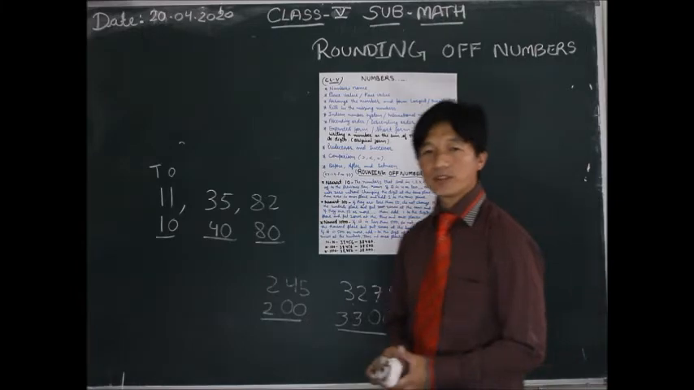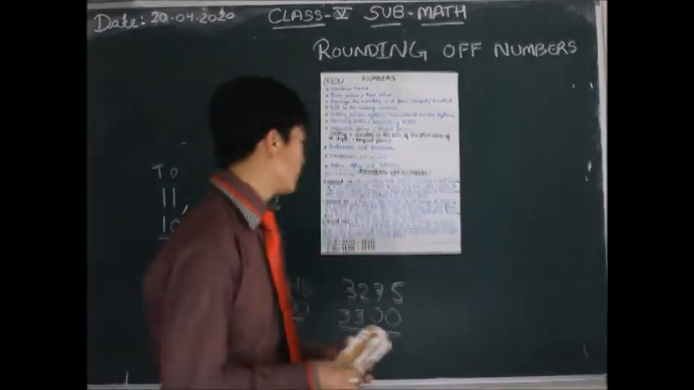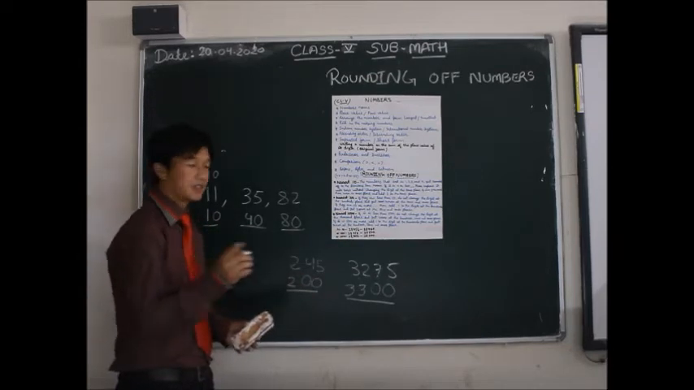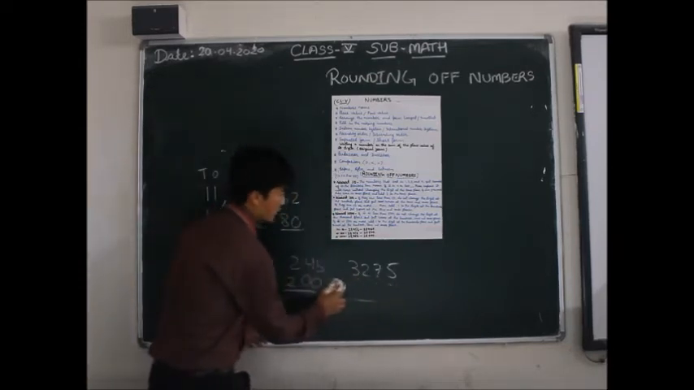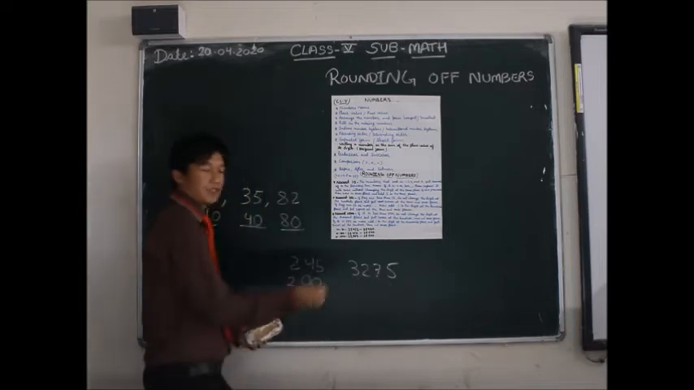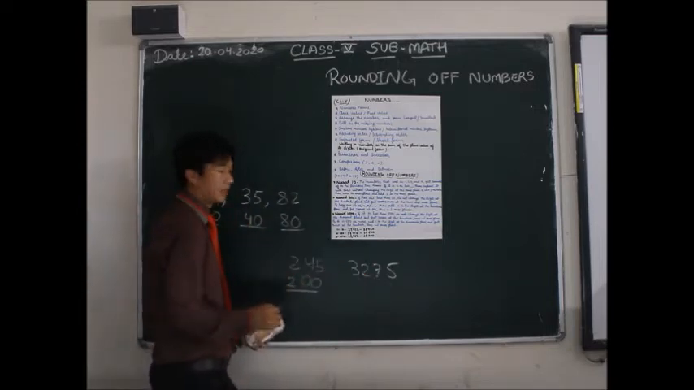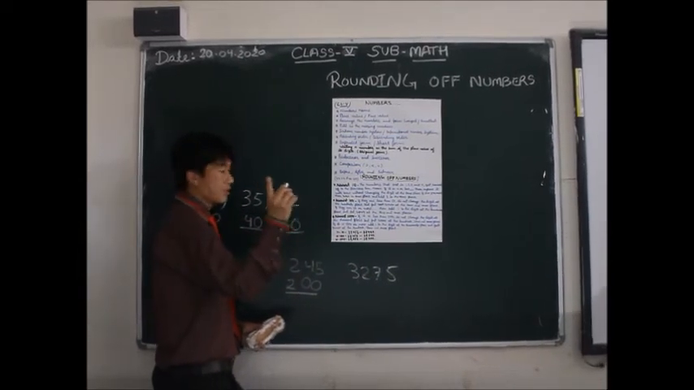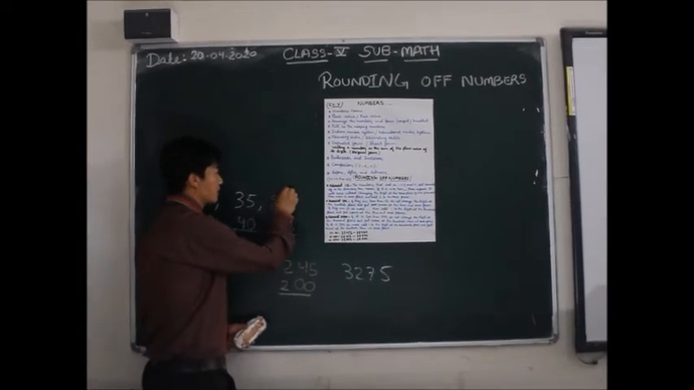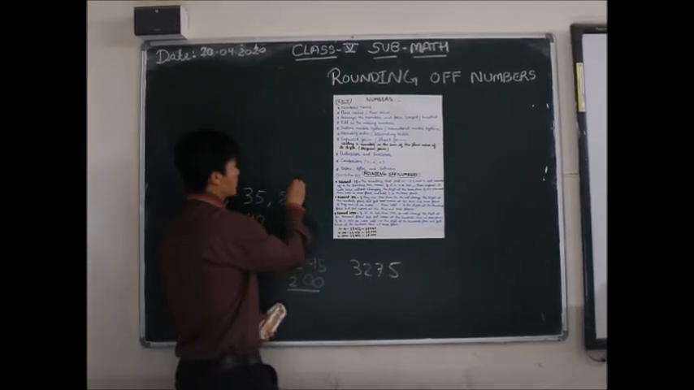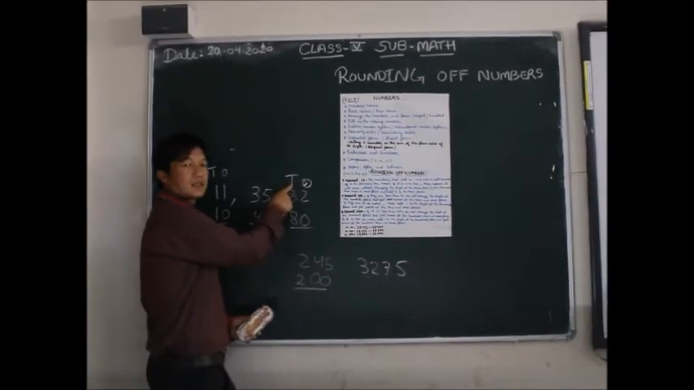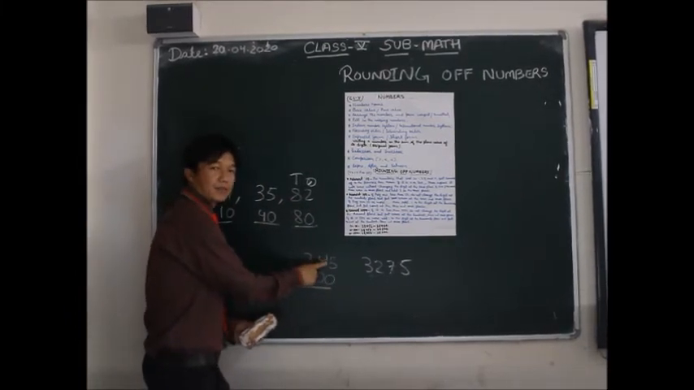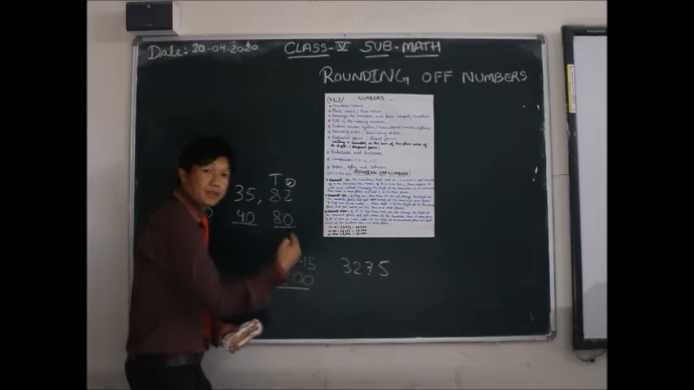Let us go to the nearest to the 1000. 1000 also has the same method, but here we have to check the 100 place. So don't confuse. Nearest to the 10, we have to check the ones place, and it will change the tens. Next to the 100, we have to check the tens place, that means less than 50 or more than 50.